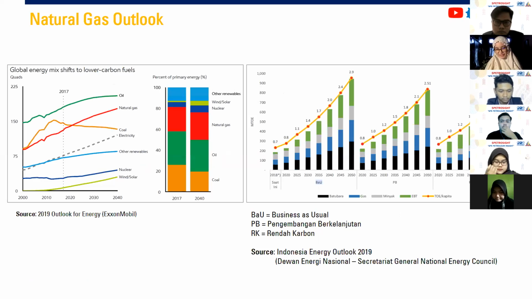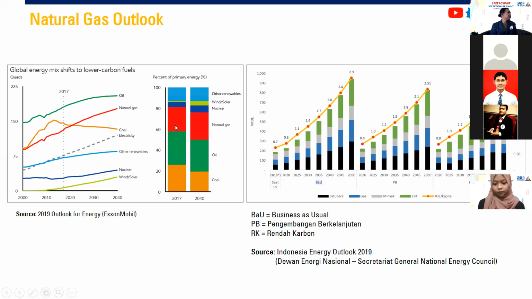Also, you can see a lot of outlooks, maybe from British Petroleum or from Exxon, like the one on the left here. It's the 2019 outlook by Exxon, and they forecasted that at least until 2040, natural gas demand will increase linearly. And this is the scenario from our country, our beloved country.